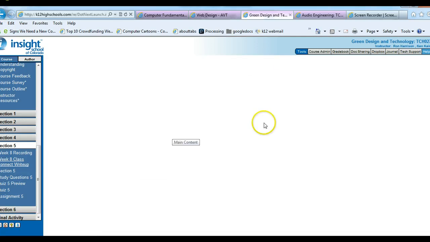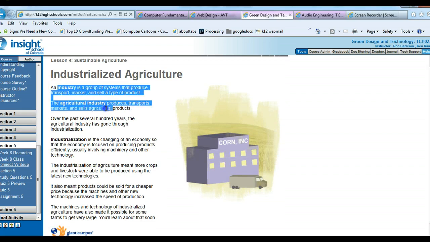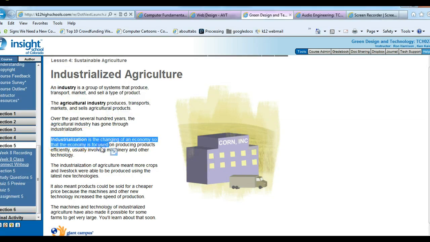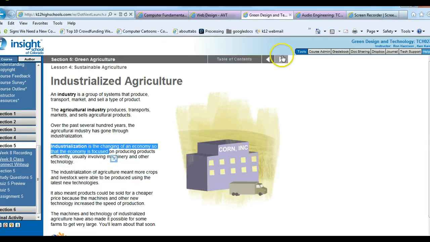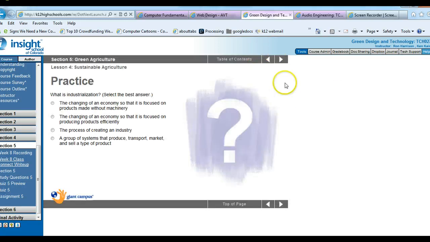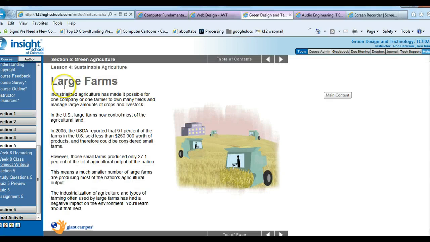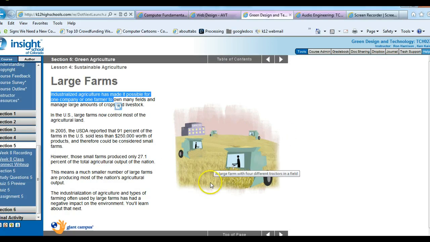So hang in, I know this is a long one. So this is all talking about the agricultural industry, and industrialization changed our economics, and that provided more mechanisms and equipment, things like that, provided ways for our farmers to be much more productive, and for us to be more productive as citizens. So that's why we have large farms, because of industrialized agriculture. You can see all the giant equipment that these industrialized farmers use.